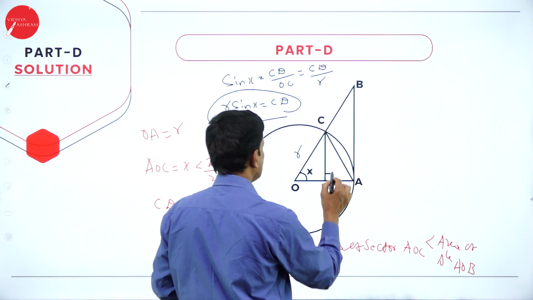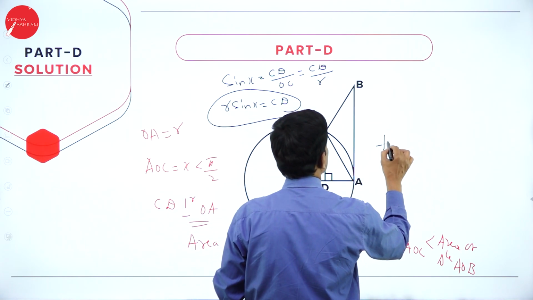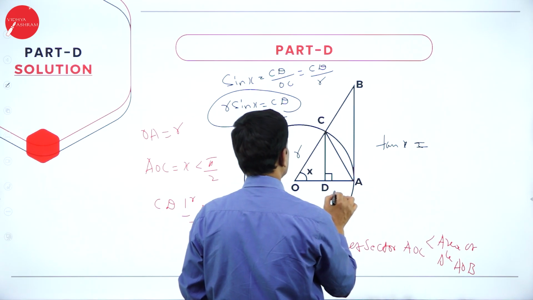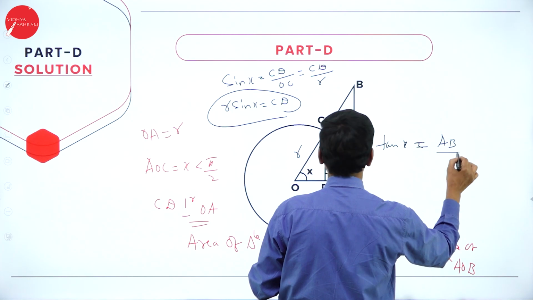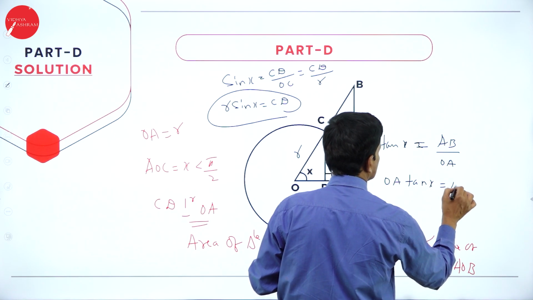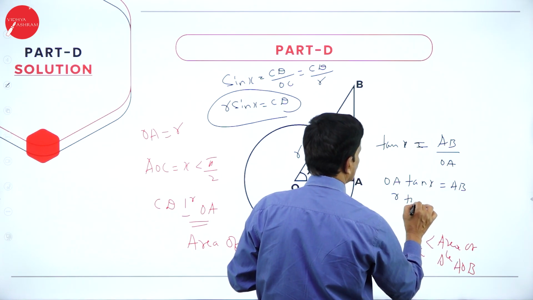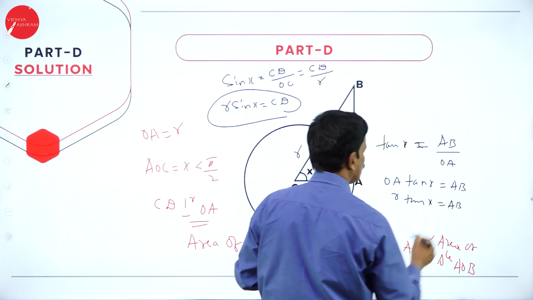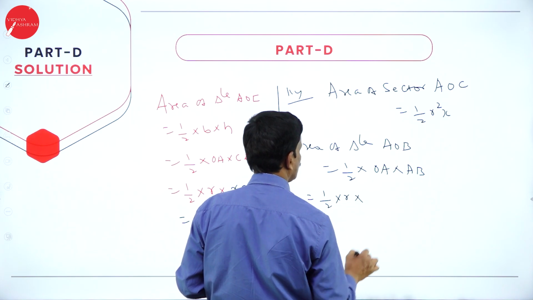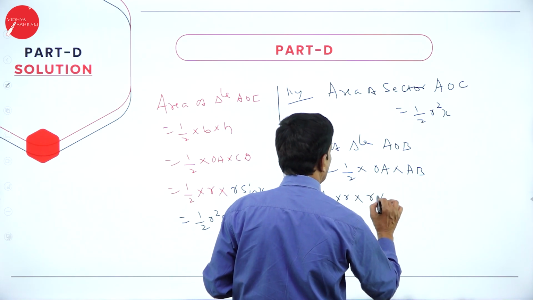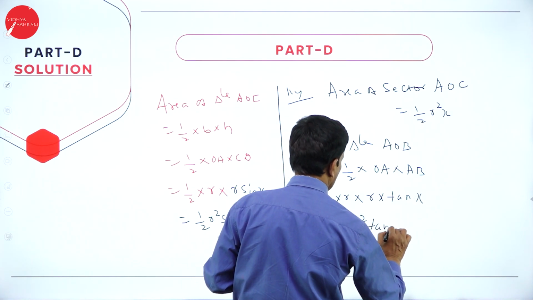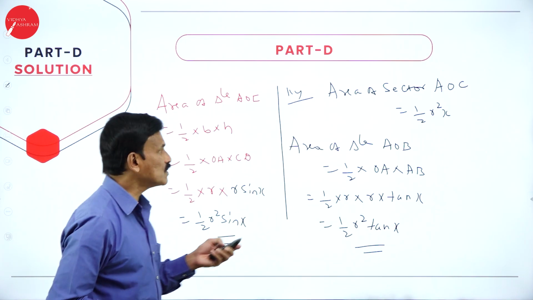Now from this triangle find out tan x. Tan x is equal to opposite divided by adjacent, that is AB divided by OA. Cross multiplying, OA tan x is equal to AB. What is OA? R. So R tan x is equal to AB. Substitute here. So half into OA, which is R, into AB, which is R tan x. So this is equal to half R square tan x, right? Substitute this in equation number 1.